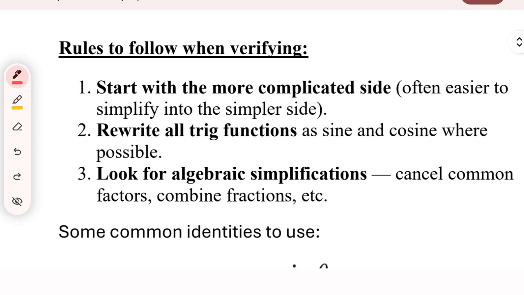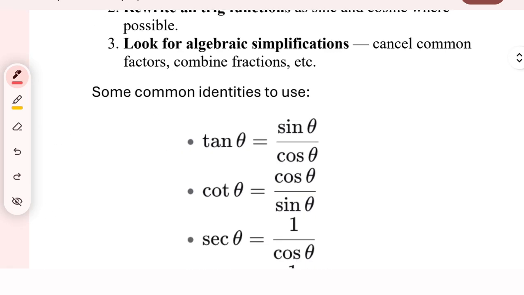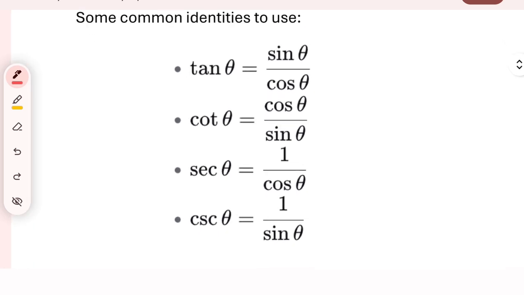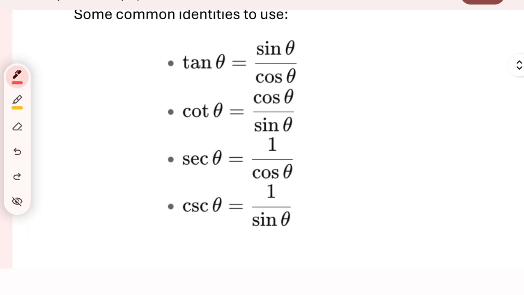And of course, here are some of the common identities that you use. These are just some of the identities for how you could rewrite some of the trig functions into sine and cosine. For example, if you have a tangent, you can rewrite it as sine over cosine. If you have cotangent, you can rewrite it as cosine over sine. If you have a secant, then you have 1 over cosine. Then if you have a cosecant, you have 1 over sine. These are just some of the common trigonometric identities that you can use or replace to rewrite the identity.